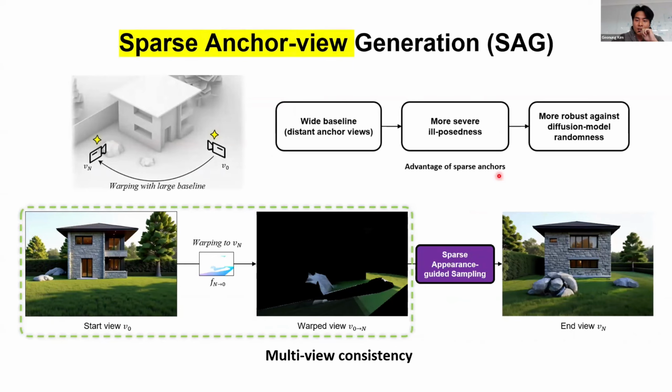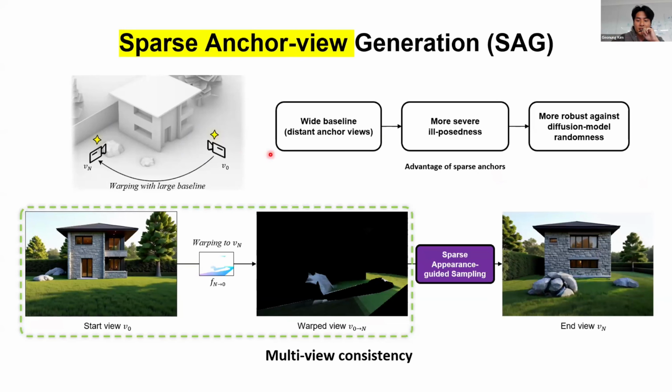To address this, we take a simple but effective strategy to circumvent this issue. As the name sparse anchor views suggests, our anchor views are placed very sparsely, which means the distance between each anchor view is intentionally large. So this wide spacing gave us a big advantage.